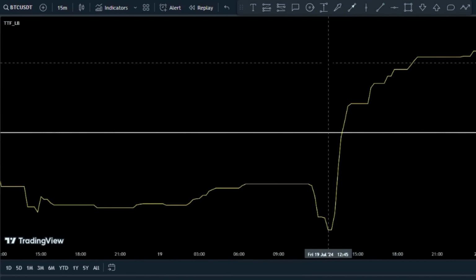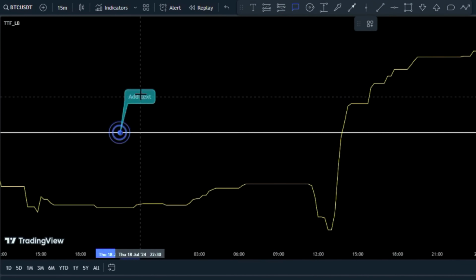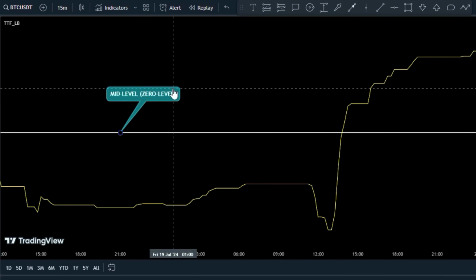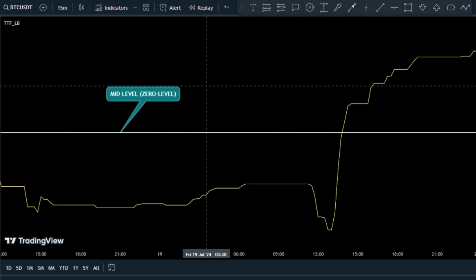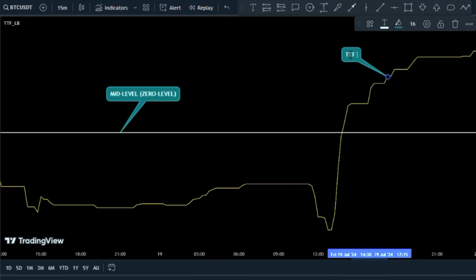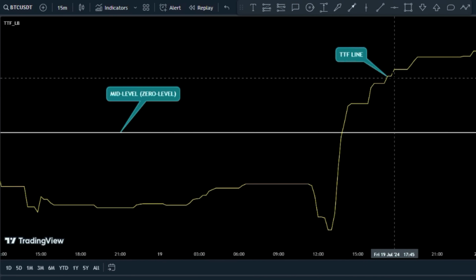Alright, with those adjustments in place, the trend trigger indicator is looking clean, simple, and easy to work with. It's a piece of cake. You'll notice that the oscillator contains two important components, the horizontal zero level or mid-level line and the dynamic TTF indicator that moves above and below the zero level.